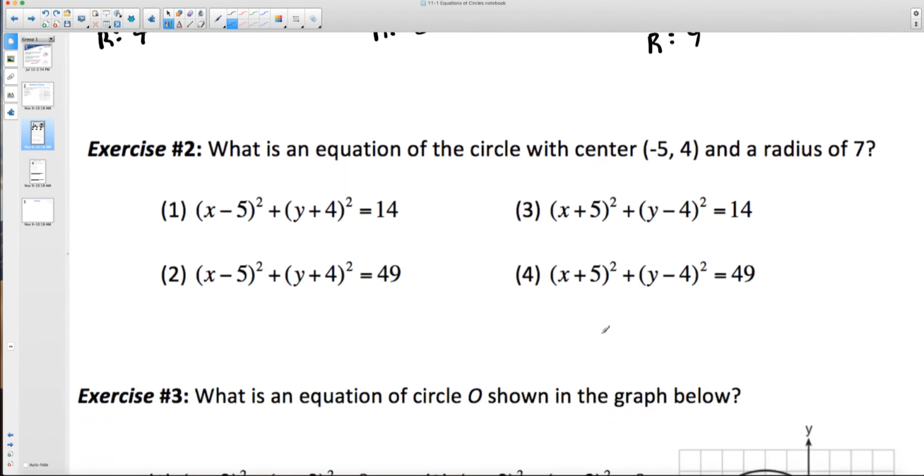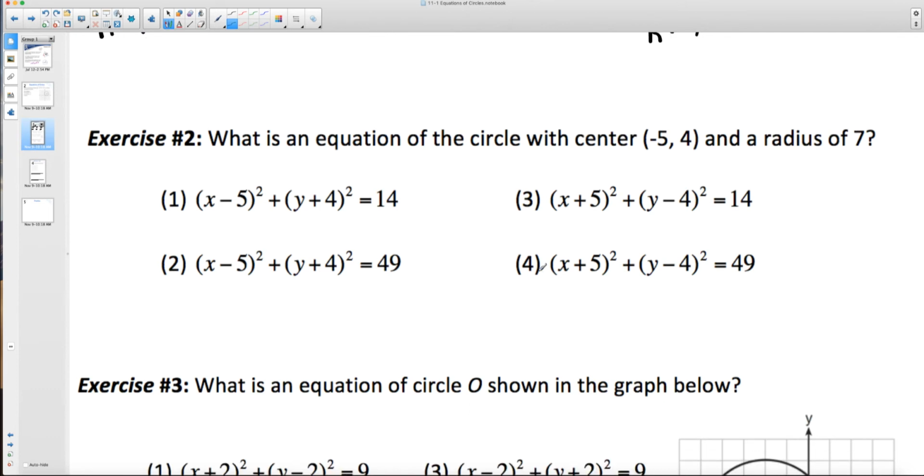Take a look at a multiple choice question. So this time they're giving us the center and they're giving us the radius. We have to come up with the equation. So we're going to go back to our equation of a circle, which is x minus h squared plus y minus k squared equals r squared. The center is h and k, and the radius is r.